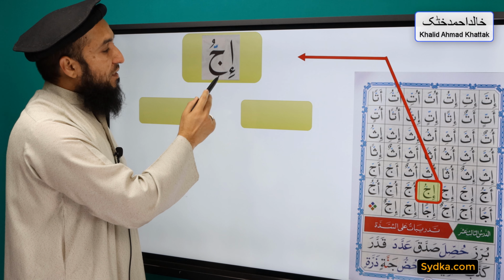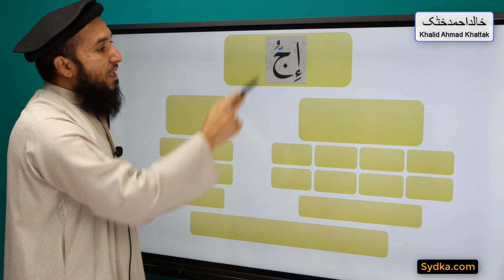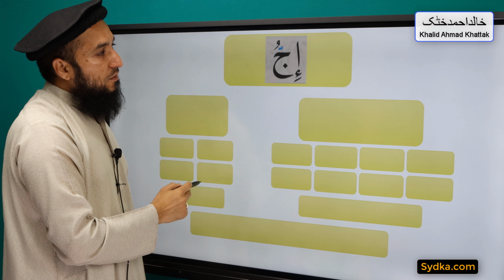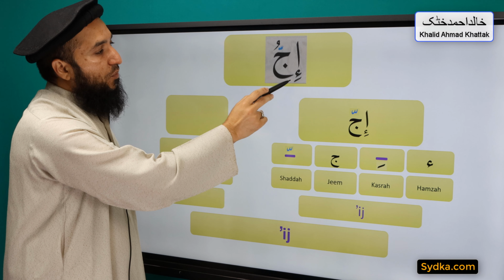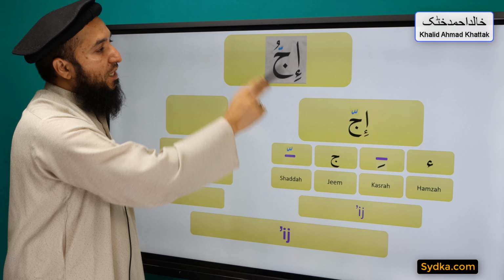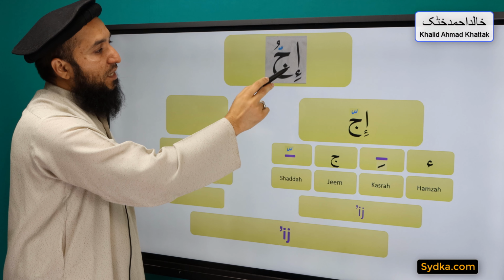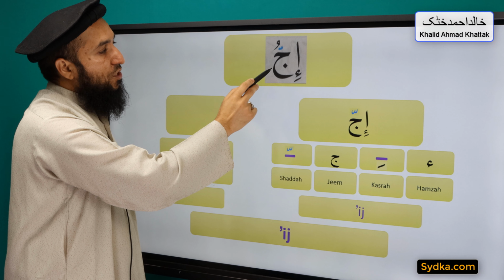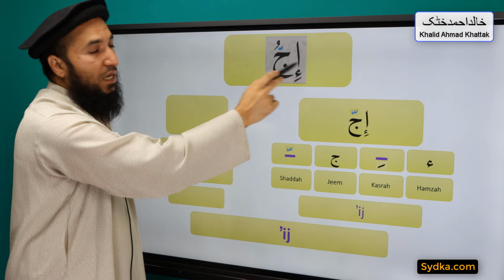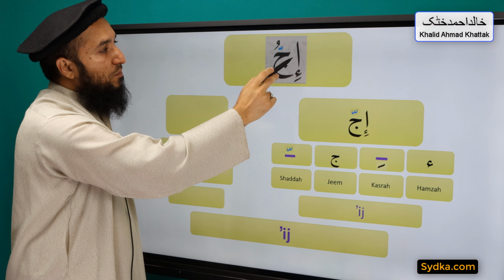The next word we have is Ijju, and it can be divided into two syllables. The first syllable we have is Hamza Kasra Jim Shadda, Ij. Hamza is a light letter, it has Kasra underneath, it is followed by Jim. Jim has a Shadda. This alif is silent and it is used as a chair for Hamza.